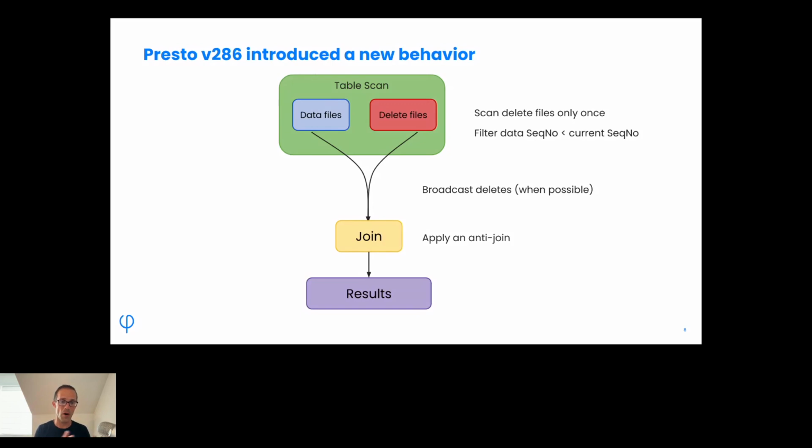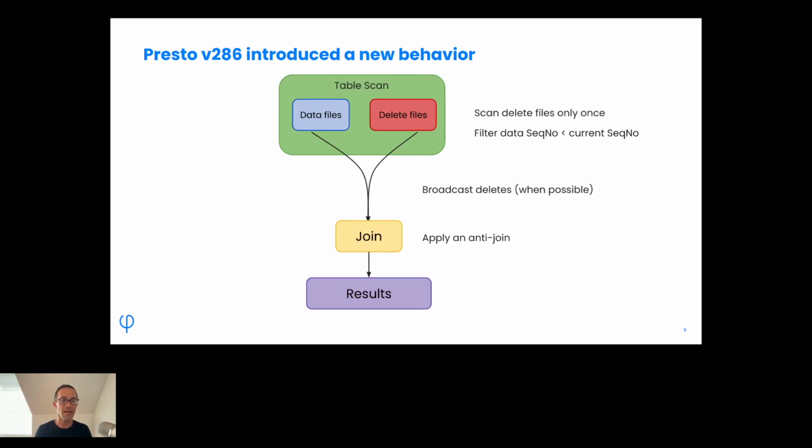So if you want to read more, I have a link at the end, but you can go check out 286 under the Iceberg improvements. You can go deeper into the PR and what we did. But at a high level, we really simplified and streamlined the operation. So instead of massively reading all these delete files, we read them once from one split, we broadcast join them to the other rows, and then produce the results.